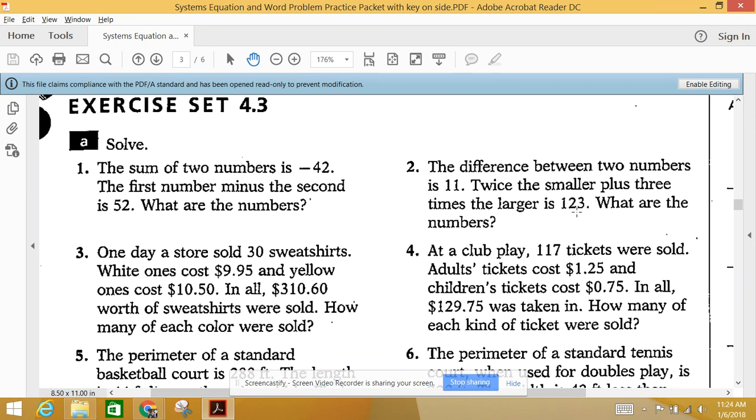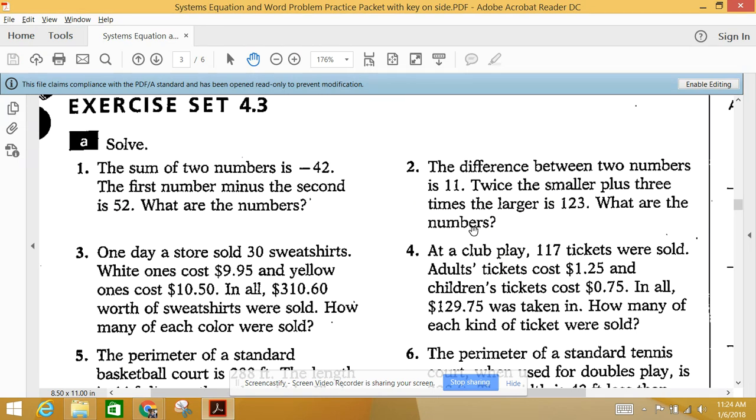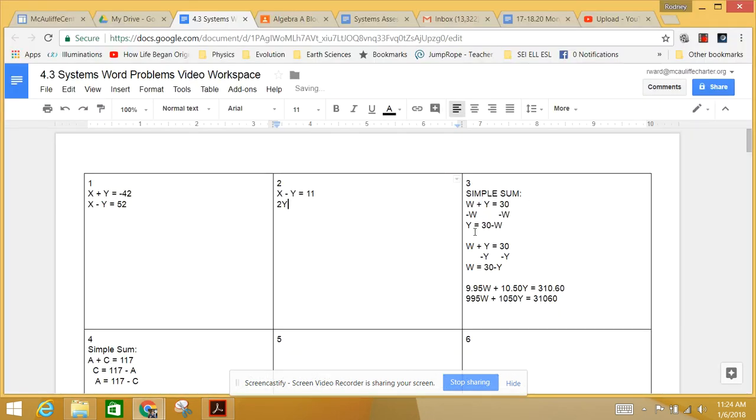The place a lot of people get stuck here is they say, but which one is the smaller number? Well, if we go back to our difference, we've identified the smaller number as probably y, since x minus y equals 11, and 11 is a positive number. If you subtract two numbers and you get a positive answer, the number you subtracted, in this case y, is the smaller number. So we're going to say the smaller number is y, so twice the smaller number, so 2y.